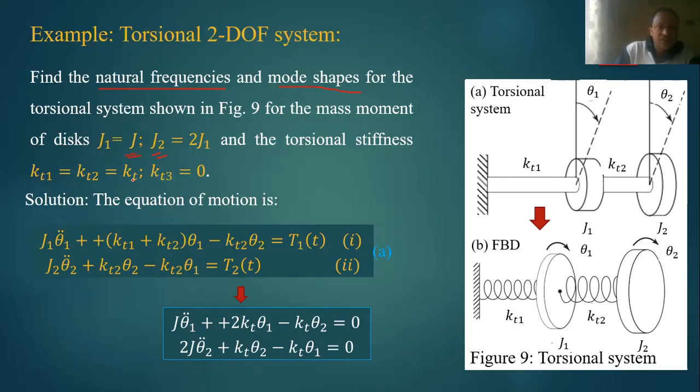And KT1 and KT2 are the same, simply this is KT. This is also KT. So we have no KT3 here. By substituting into the general equation, we get J θ1 double dot plus 2 times KT θ1 minus KT θ2 is equal to 0. And the second equation is 2 times J, because J2 is equal to 2J, θ2 double dot plus KT θ2 minus KT θ1 is equal to 0. So this is the equation of motion for this system.